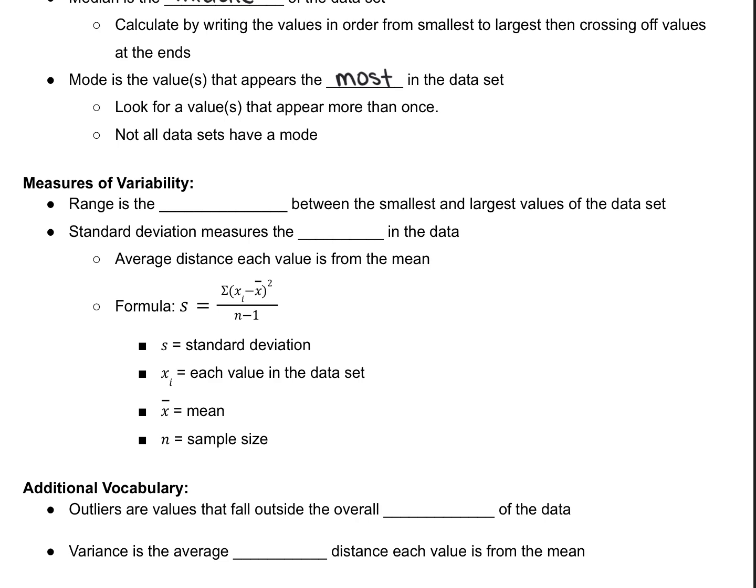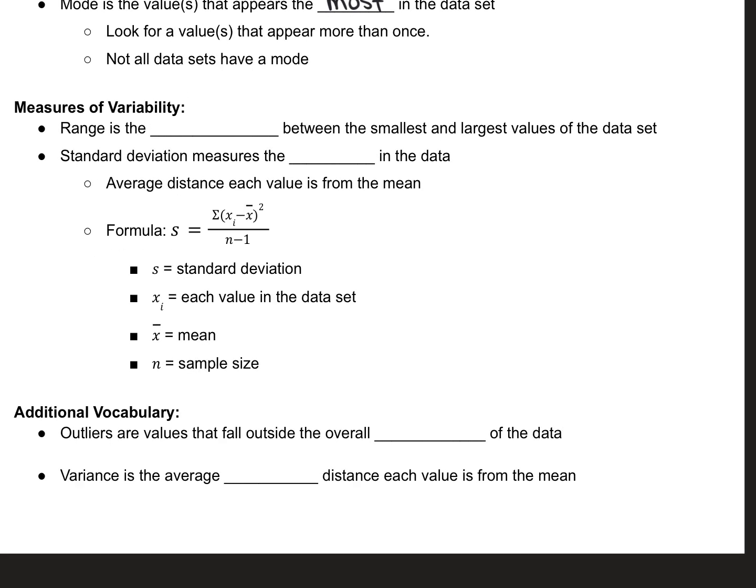Next thing we're going to talk about are measures of variability. It helps us with the shape of our distribution, which we'll talk about later, and tells us is our data more spread out, less spread out, is it close together, that sort of thing. There are 3 measures of variability. We're only going to talk about 2 of them in this section. We'll talk about the 3rd one later. So the first one is range, which is going to be a number. It is the difference between the smallest and largest values of our data set.